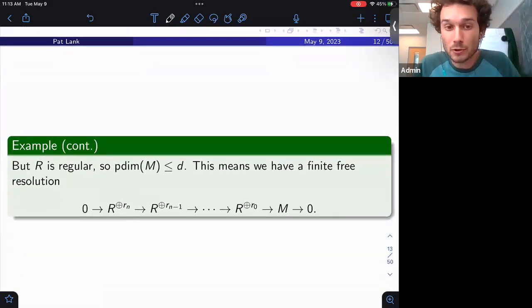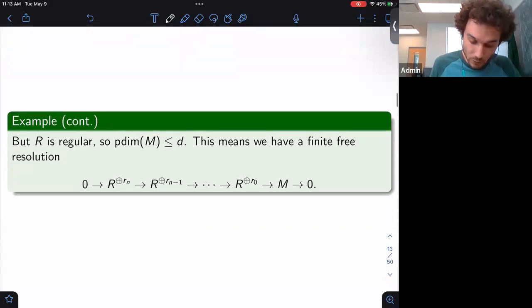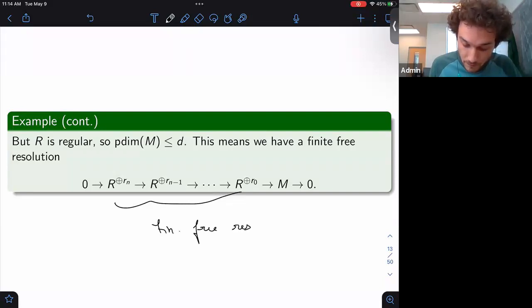Well, my assumption was R is regular. So it tells me the projective dimension of my module is at most the Krull dimension. So I can take a finite free resolution of M and have the following sequence, where this object is going to be the finite free resolution of M.